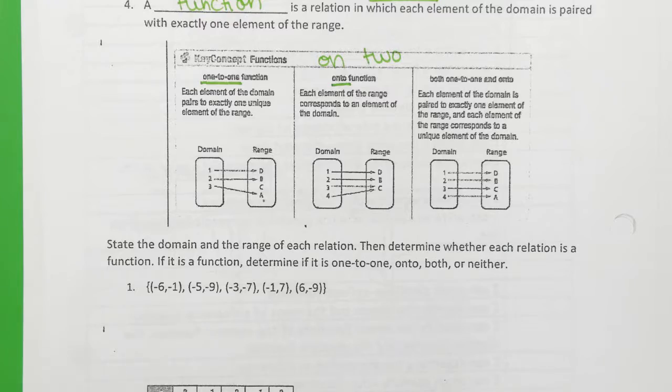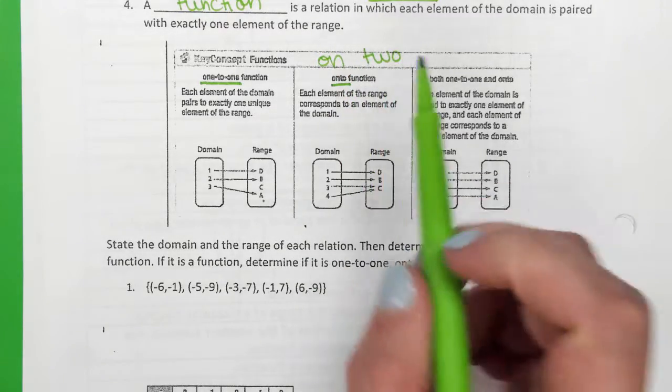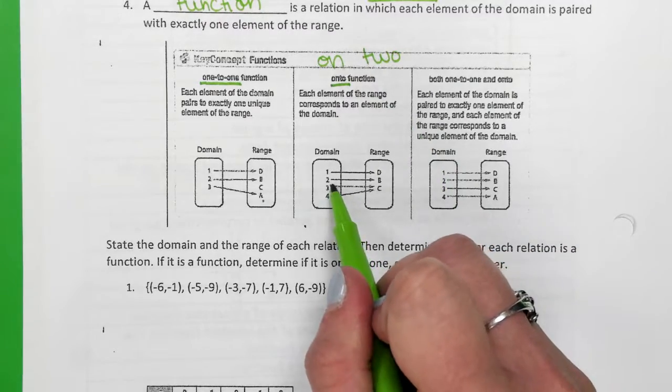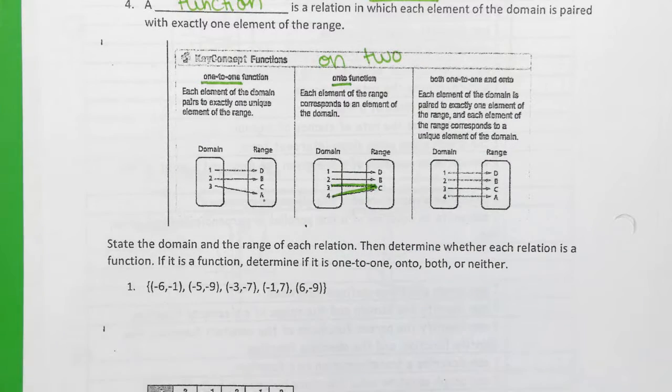All right. So, do you see my play on words? Onto is onto, right? Because look right here. You see how the 3 and the 4 both go to the C? You see how something repeats? Does that make sense to everybody?